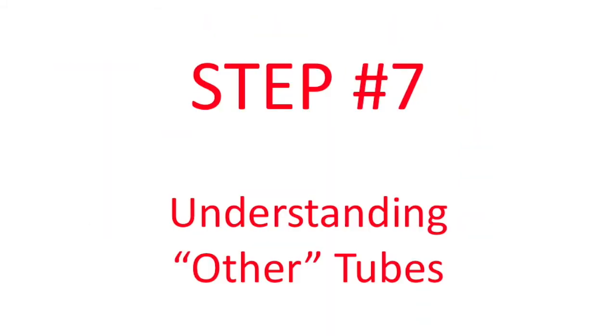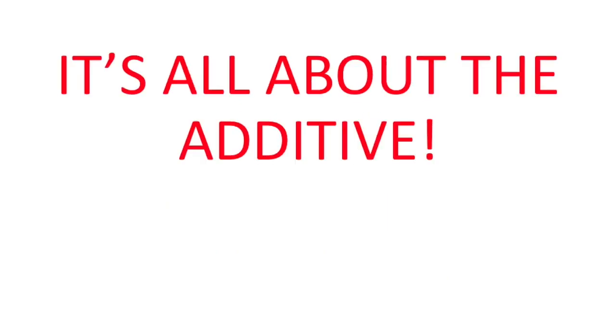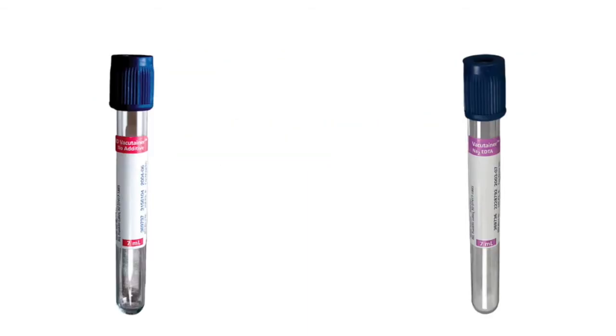Okay, so on to step 7. There are many, many tubes, and this is why knowing the tubes by their additive and the order of draw is the most important thing. Let's take these tubes, for example.